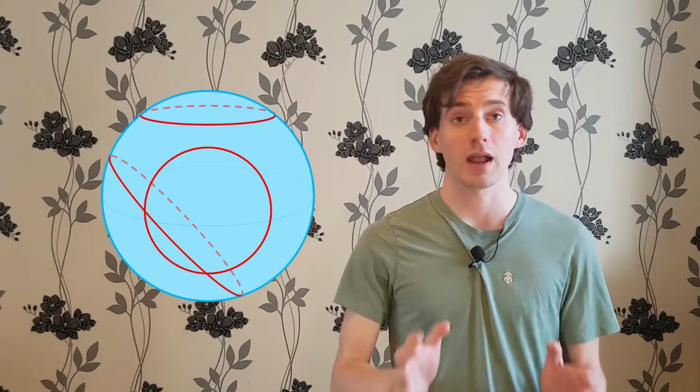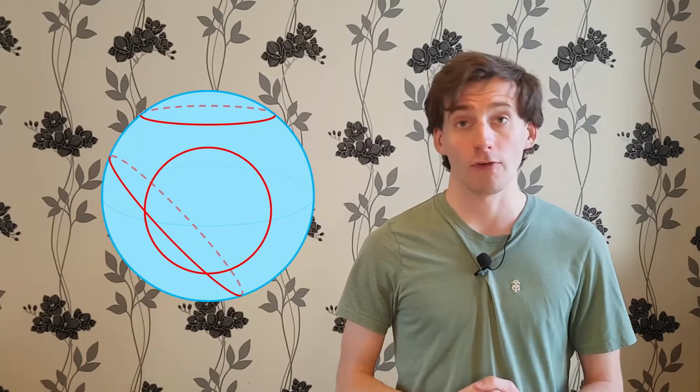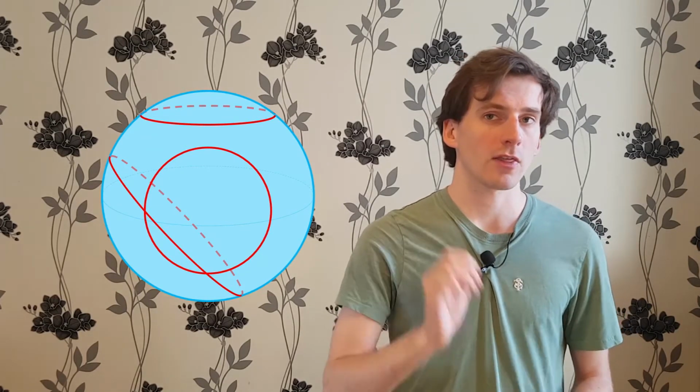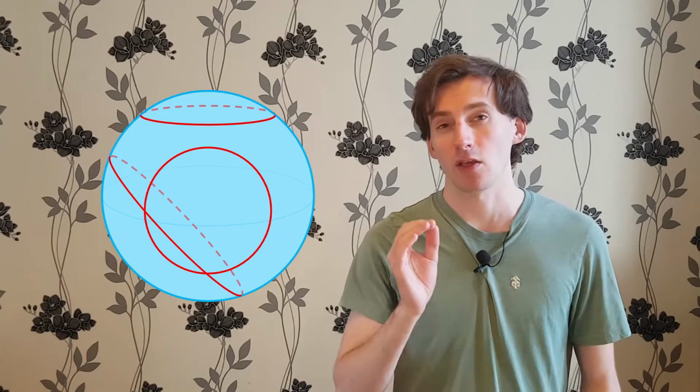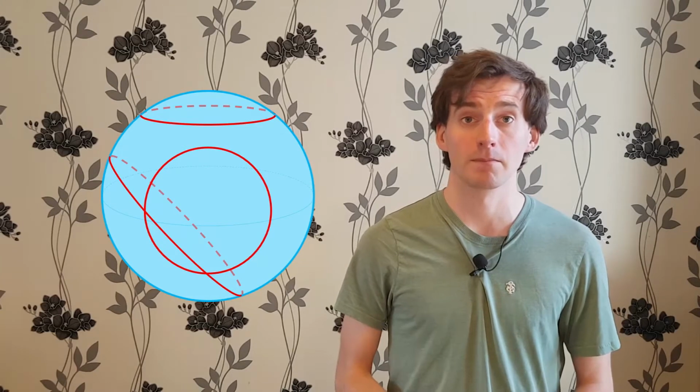Now that we know what lines are on the sphere, we're off and running. The first thing we can do is measure distances mathematically, that is, without taking a tape measure and laying it along the surface of the sphere.